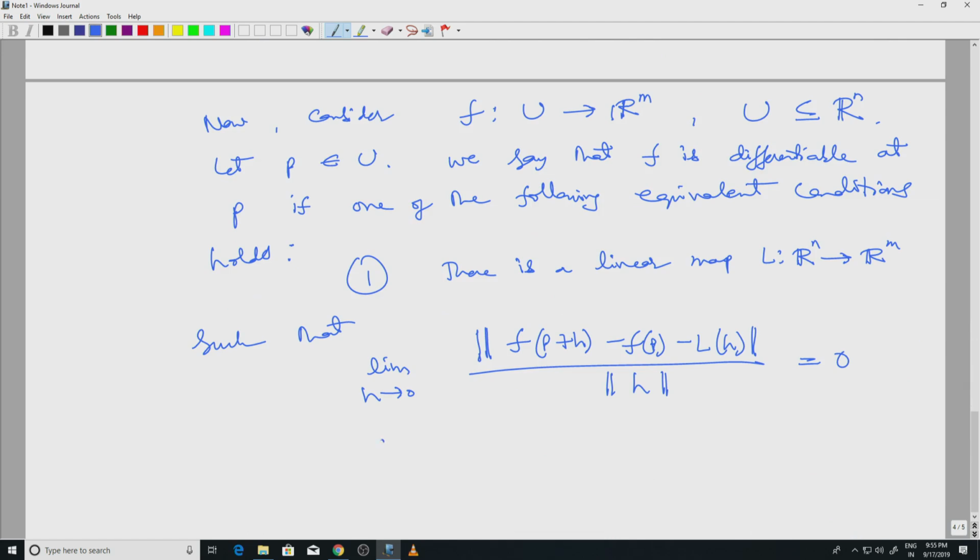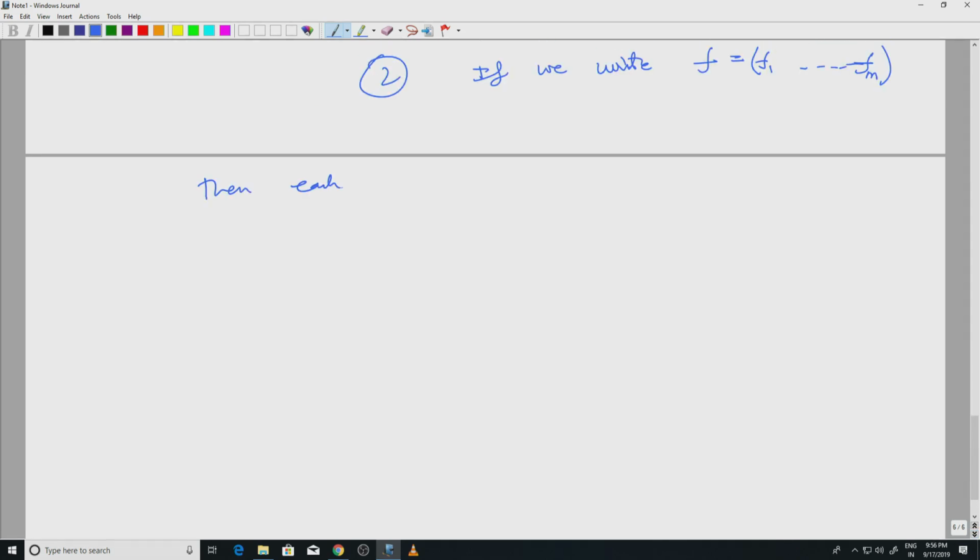Or the other thing is, since f is a map whose image is Rm, if we write f as f1 through fm, if we write f in terms of its component functions, then each fi is differentiable at P.